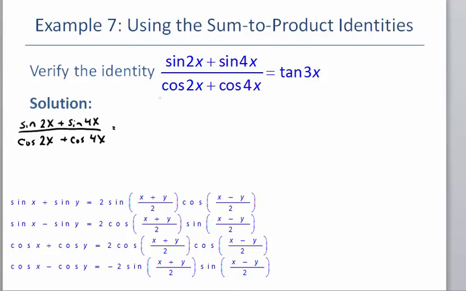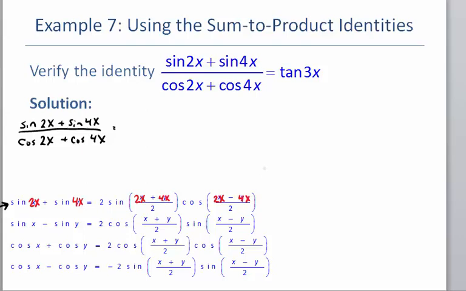And we're going to use one of these identities for the top part of the fraction and also for the bottom part of the fraction. So for the top part, notice you have a sine plus a sine. So we're going to be looking at this first one. Now again, we have an adjustment to make because our problem is sine 2x. So this x is going to become a 2x. So everywhere there's an x, we'll be putting a 2x in the formula. And instead of a sine y, we have a sine 4x. So everywhere there's a y, we're going to be putting a 4x.